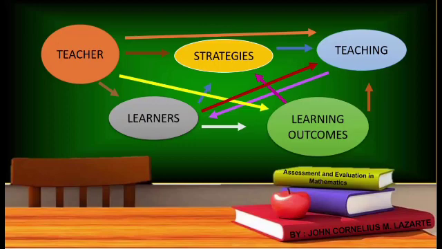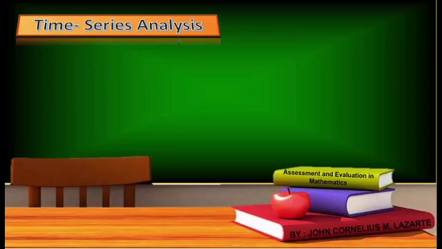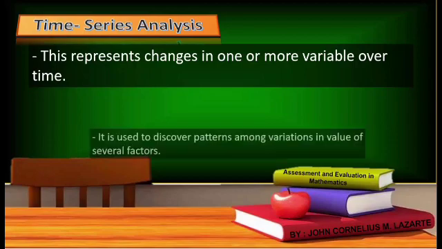Now, in this path analysis, we need multivariate analysis in order to analyze this kind of data. Another example of a multivariate technique is time series analysis. This represents changes in one or more variables over time. For example, if we are studying the students based on a certain strategy that we apply in the teaching and learning process across the 4 periods of the school year, we have to use time series analysis.